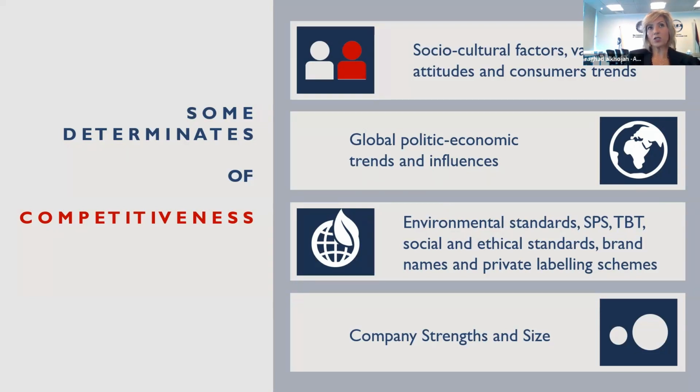Climate change is a big issue. Clean energy is a big issue. Biodegradable product is a big issue. Sustainable products is also huge. Environmental standards, SPS, TBT, which I mentioned earlier, social and ethnic standards, brand names and private labeling schemes.